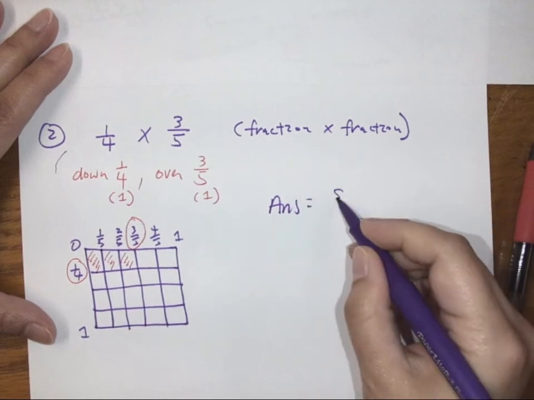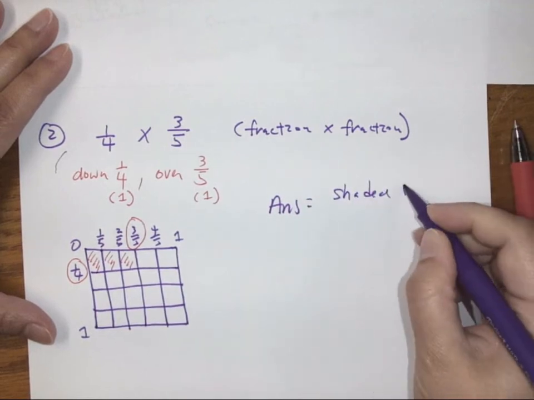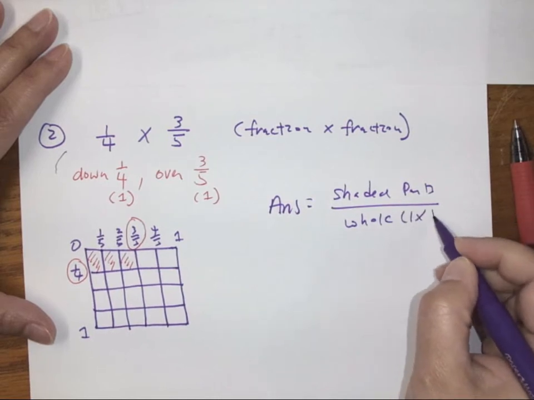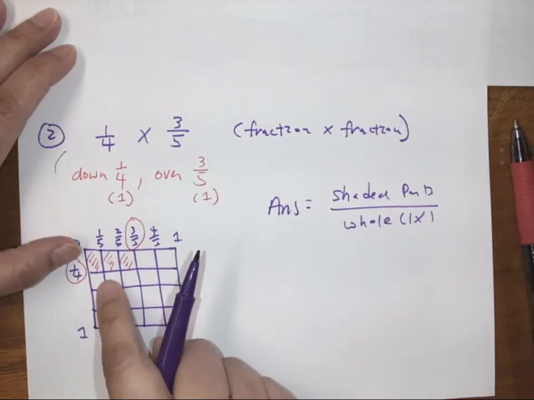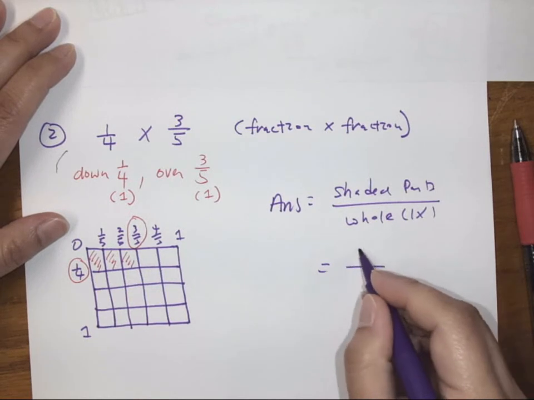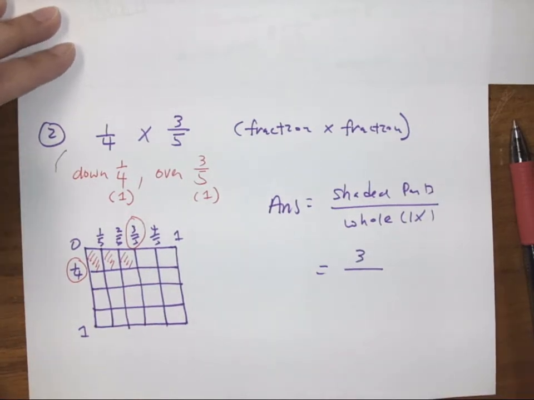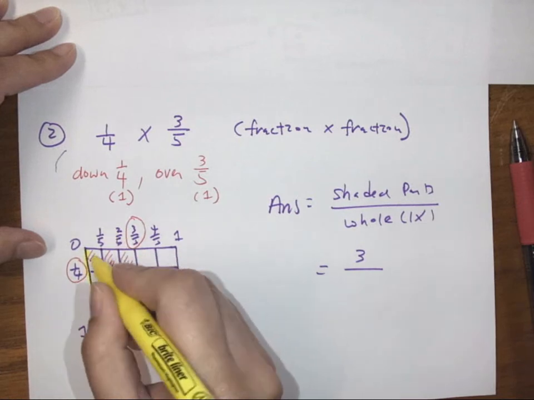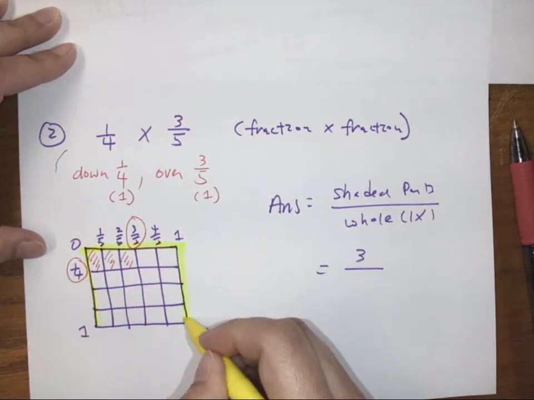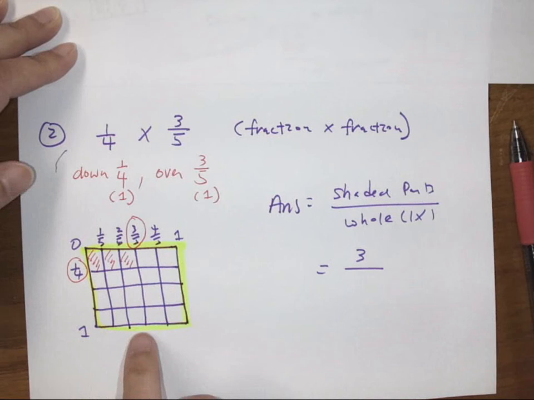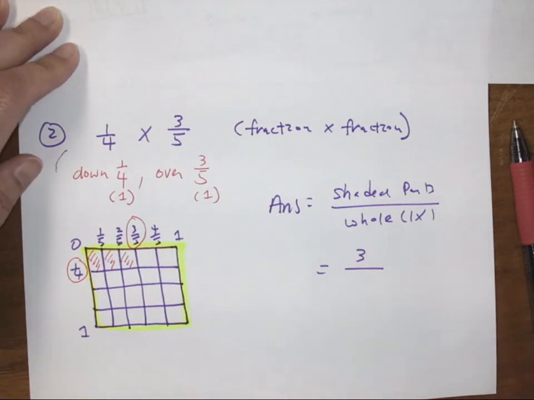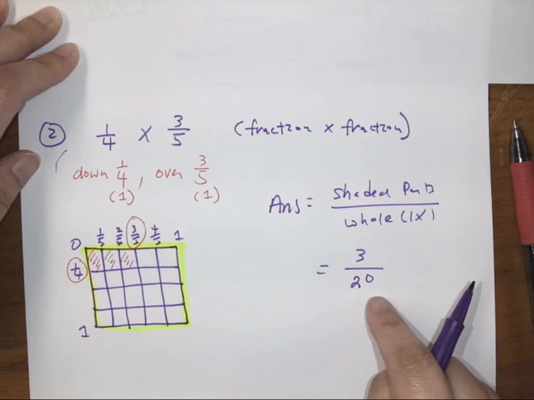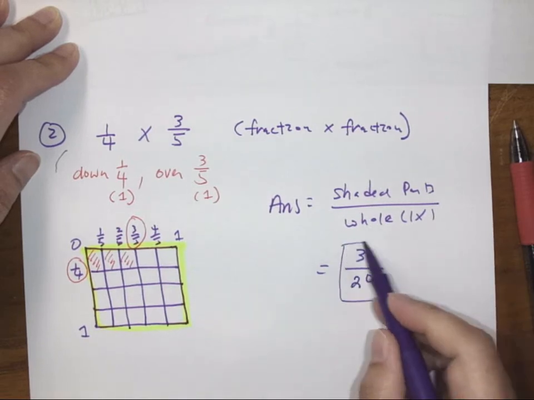my answer is going to be the shaded part over what makes one whole, which is 1 by 1. Okay, how many shaded parts? This is obvious. It's going to be 3. And to make one whole, we are going down to 1 and go over to 1. So together we can see, if we count all these little units, in total we're going to have 20 units. So this is a regular proper fraction, so that's my answer, right?